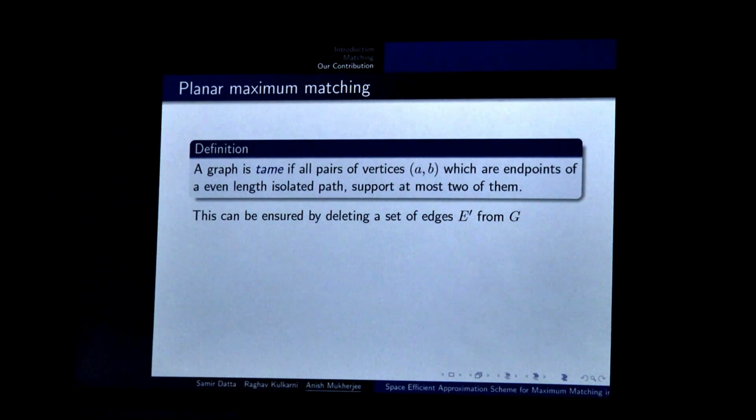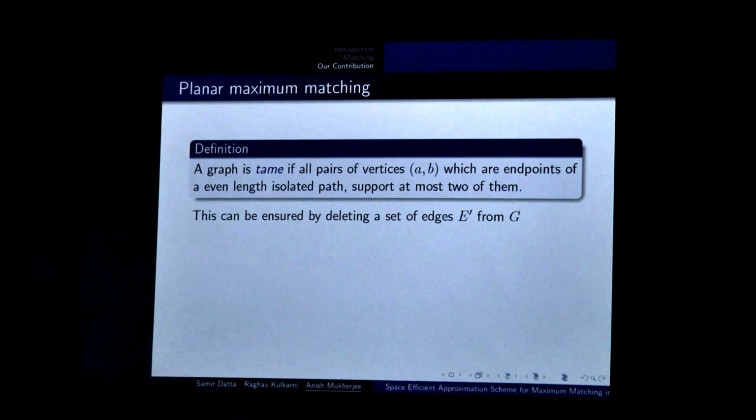So now about the planar graph. I will be very hand-wavy for this. I'll just give the basic idea of what we do here. First, define something called a tame graph. A tame graph is a graph where for every pair of vertices A and B, the endpoints, it supports at most 2 even length isolated paths. An isolated path is just a path where every vertex inside has degree 2, just a path.